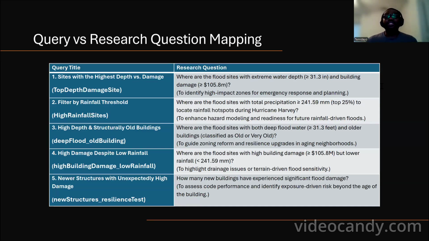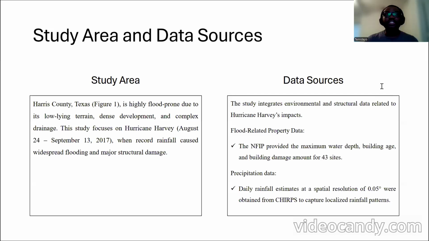Five key research questions have been developed to address these problem statements. For lack of time, I would not be able to go through them one by one, but we'll talk about them later on. This is just a table containing each of the research questions. Where are we studying? Harris County, as shown in figure 1. The time scale we are looking at is August 24 through September 13 of 2017, when Hurricane Harvey recorded rainfall and caused widespread flooding and major structural damage.